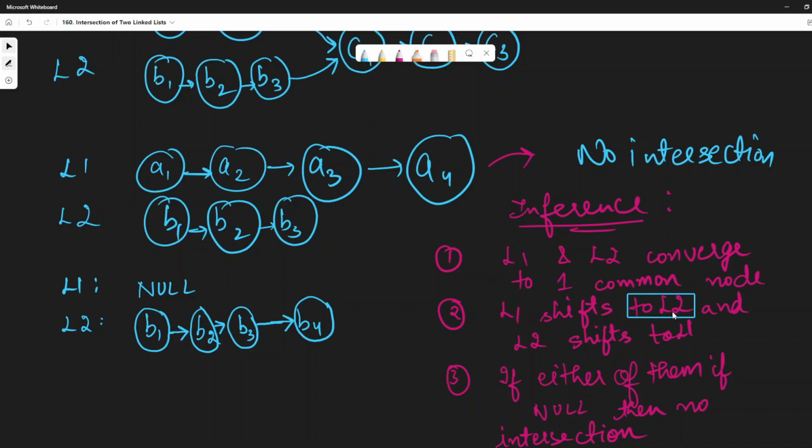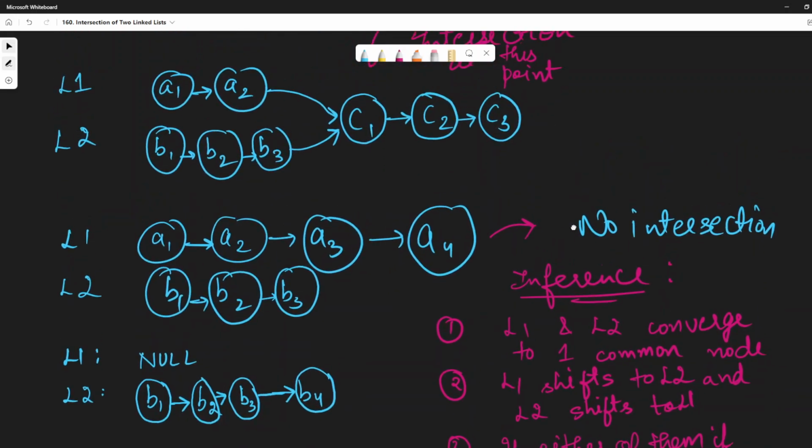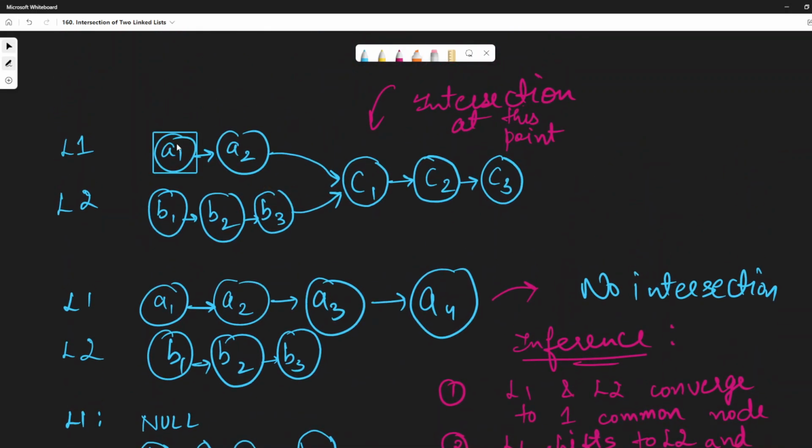Now, this is L1 shifts to L2 and L2 shifts to L1. What I want to say here is that if we are moving ahead in L1, then L1 shifts towards L2, right? Because both of them are intersecting, there would be a common node, and we are directly shifting towards the other linked list. It seems to be like that. And if we are at this particular point, then it would be something like we are shifting towards L1. That is converging to a common point where L1 and L2 both converge.